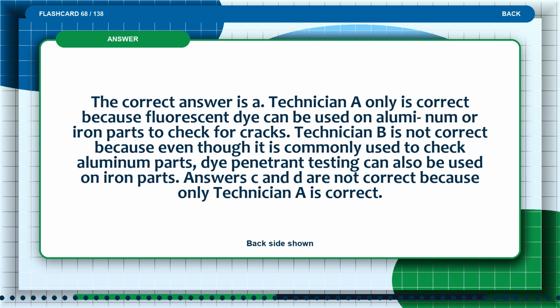The correct answer is A. Technician A only is correct because fluorescent dye can be used on aluminum or iron parts to check for cracks. Technician B is not correct because even though it is commonly used to check aluminum parts, dye penetrant testing can also be used on iron parts. Answers C and D are not correct because only technician A is correct.